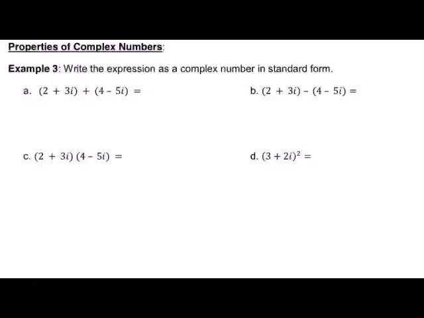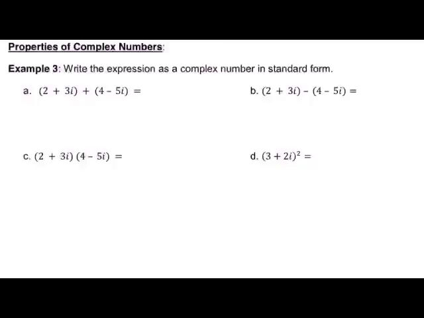Complex numbers have properties just like real numbers do. So we're going to look at some properties that we can use with complex numbers. When we are writing each expression in standard form, I want you to think of i just like we would a variable. So we treat it just like a variable, only we can simplify it with the properties that it has. So here we have 2 plus 3i plus 4 minus 5i.